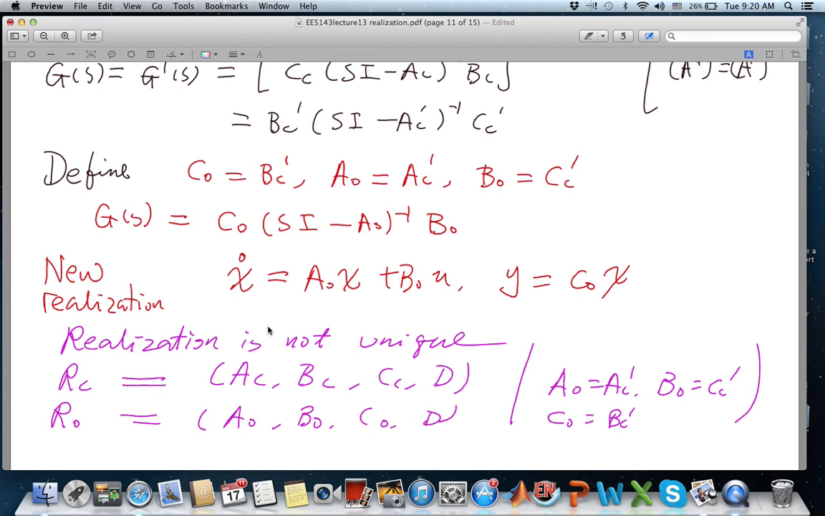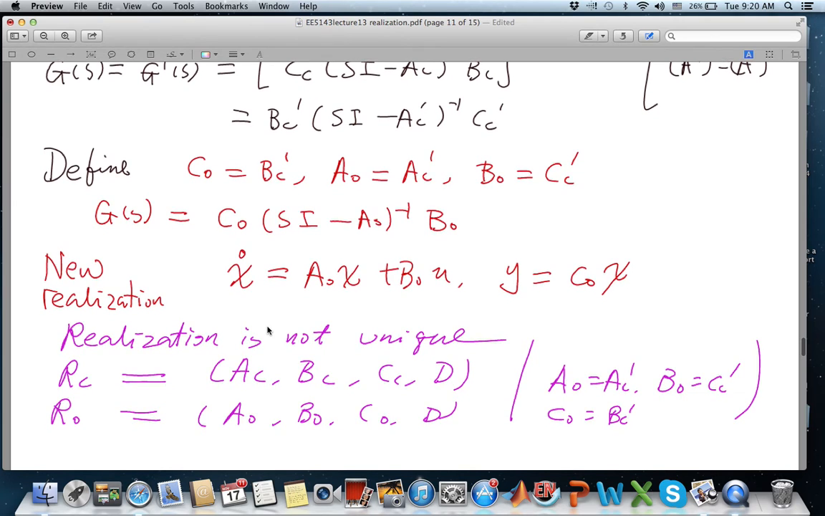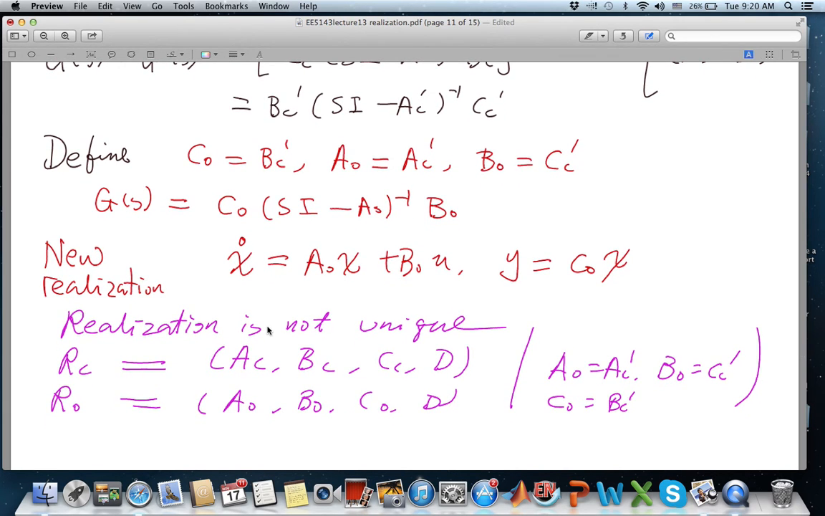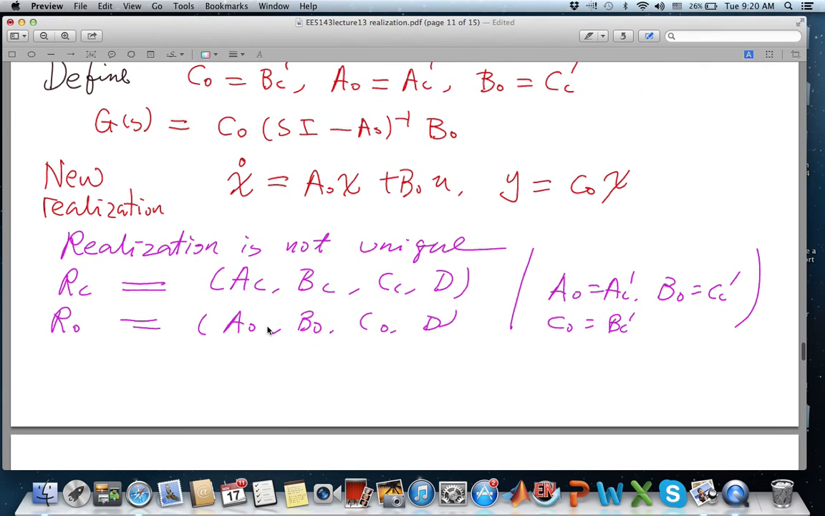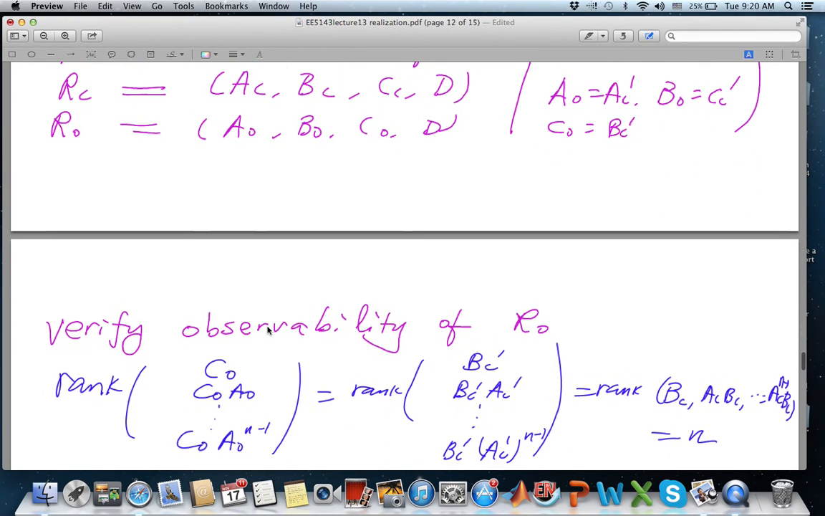One is a controllable realization, we have AC, BC, CC, and the other one is going to be AO, BO, CO. And I want to check the observability of the second realization. Because AO is AC transpose, BO is CC transpose, CO is BC transpose, when we check the rank of the observability matrix, it's going to be CO times AO until you have CO times AO to the power of n minus 1, which is the same as BC transpose times AC transpose, until you have BC transpose times AC transpose to the power of n minus 1.